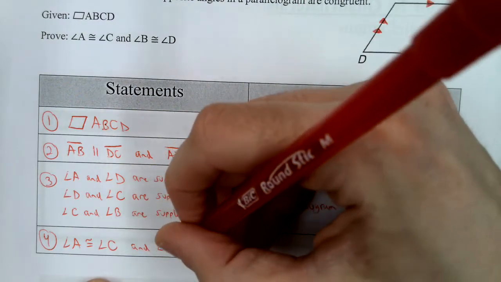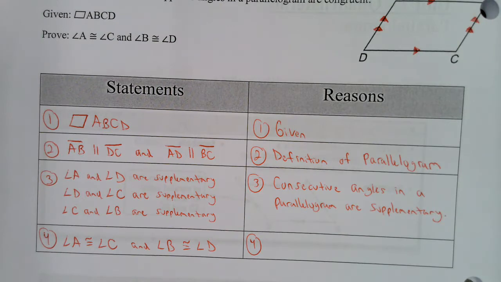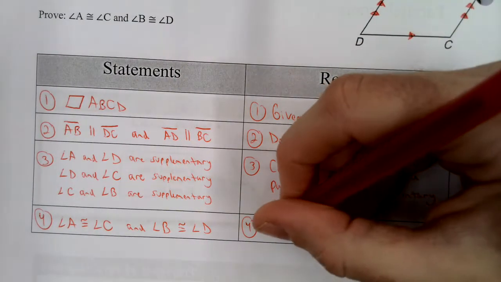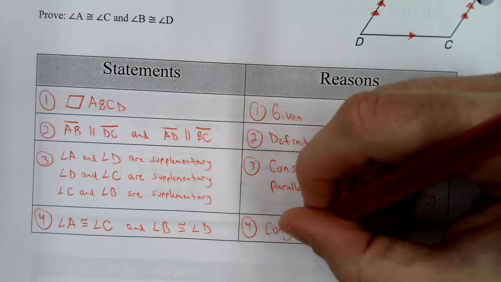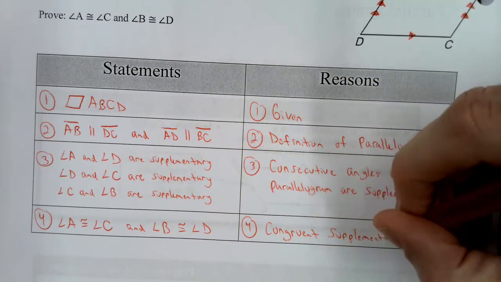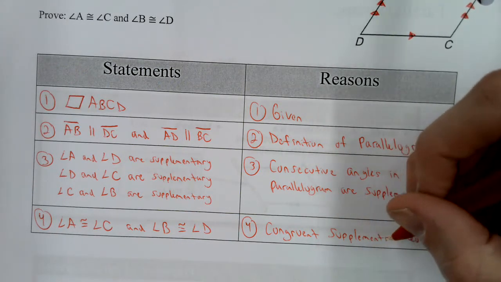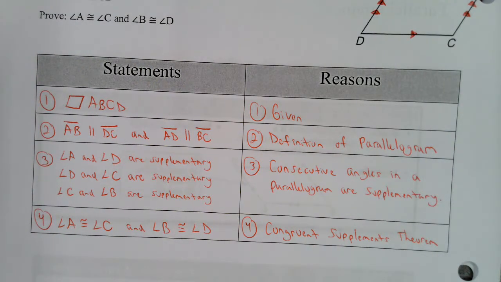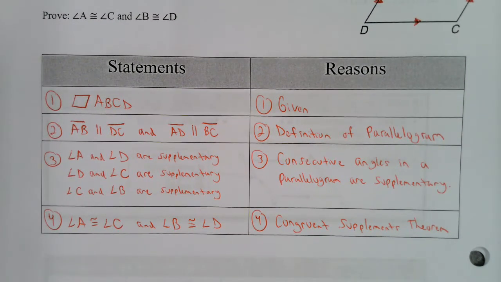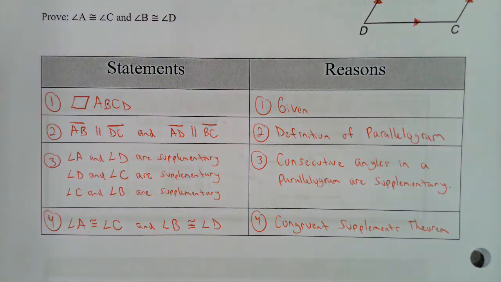There's a name for that. We did that in Unit 2, I believe. It's called the Congruent Supplements Theorem. Two angles supplementary to the same angle, or to two congruent angles, are always going to be congruent. Two angles supplementary to the same angle are congruent. That's called the Congruent Supplements Theorem.